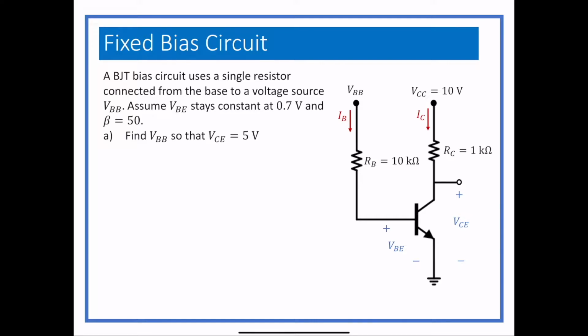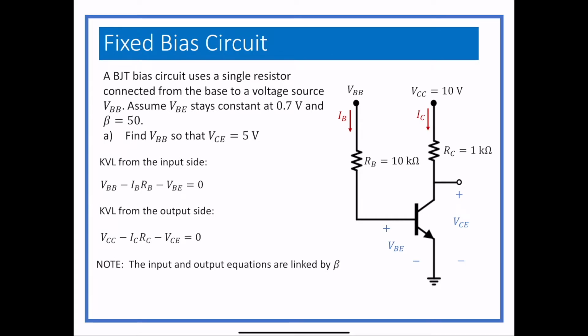So all we do is use KVL. We use KVL repeatedly to analyze these. On the input side, which is basically the part to the left, we can take VBB minus IBRB minus VBE, and that will equal 0. And then on the output side, we'll have VCC minus ICRC minus VCE equals 0.